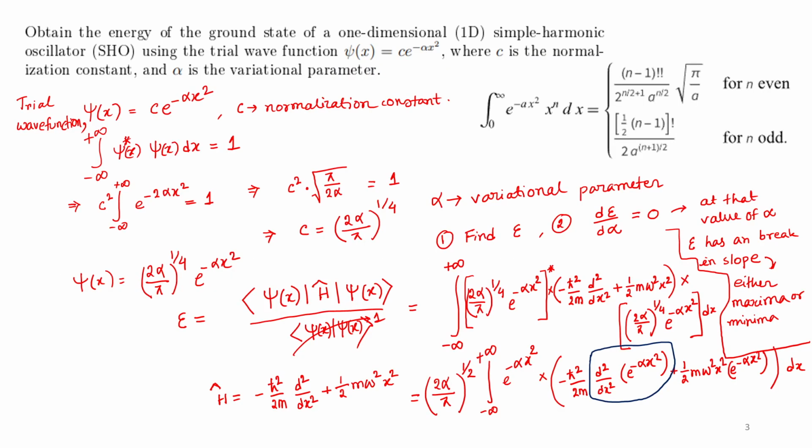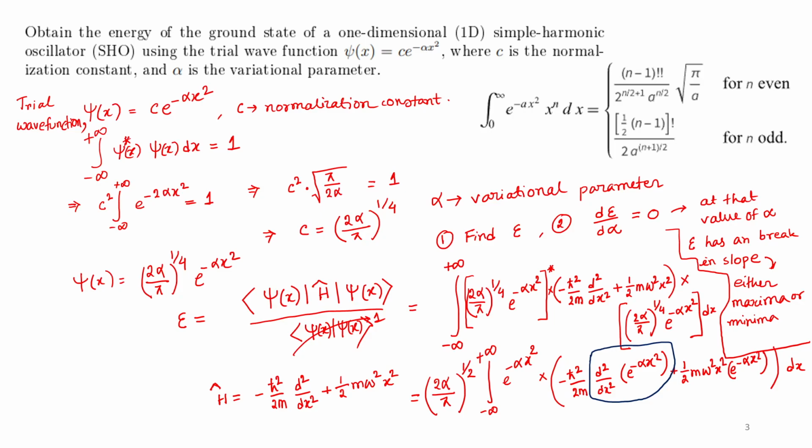So in the last class, what we have done is some problems from the variational methods, where we solved one problem, obtaining the energy of the ground state of a SHO, simple harmonic oscillator. The trial wave function is given, and we need to see what is the epsilon or functional that comes by applying the variational method, meaning the energy, and that energy will always be greater than or equal to the original energy.